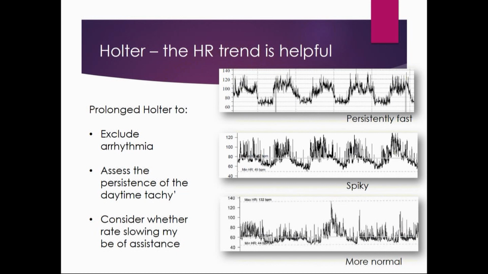But what we're interested in actually is the fact that the heart rate is just too fast. It's persistently fast during the day. Or it's very spiky. It's constantly changing. And it's going far too fast for the circumstances. So it's rather an inappropriate sinus tachycardia pattern, and I'm not entirely certain that there's a lot of difference between POTS and IST, to be frank. So the Holter gives us a good idea about what the heart rate trend is looking like.